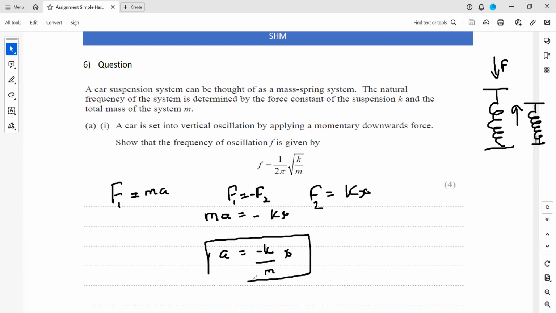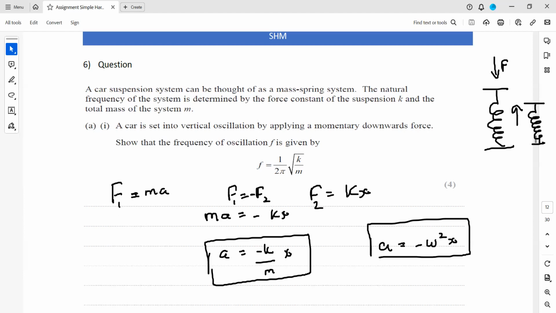Now, what is acceleration? When we relate circular motion with simple harmonic motion, the acceleration in a simple harmonic motion is given by the formula minus omega square x. This is the acceleration of any system which performs a simple harmonic motion, where omega is the angular frequency and x is the displacement.